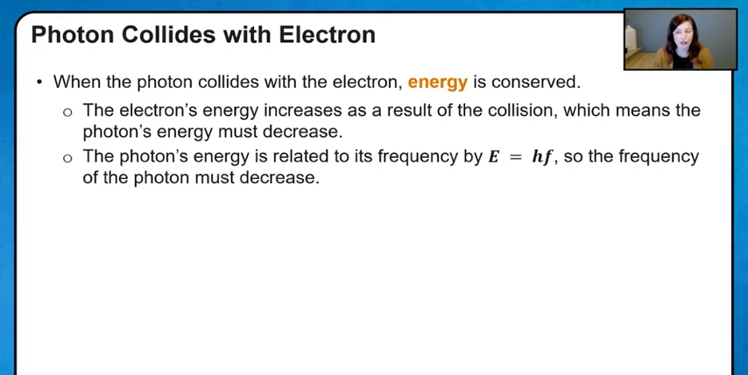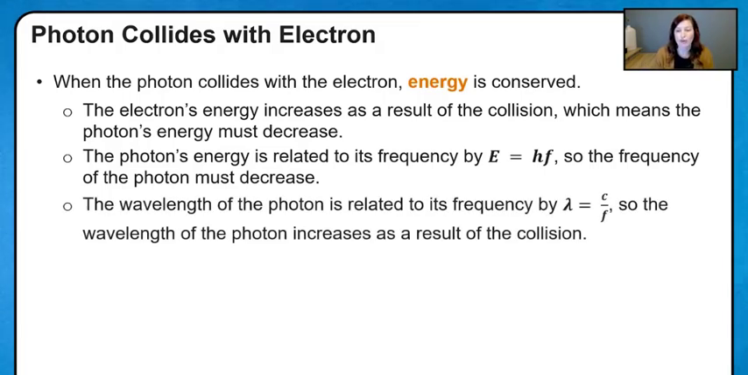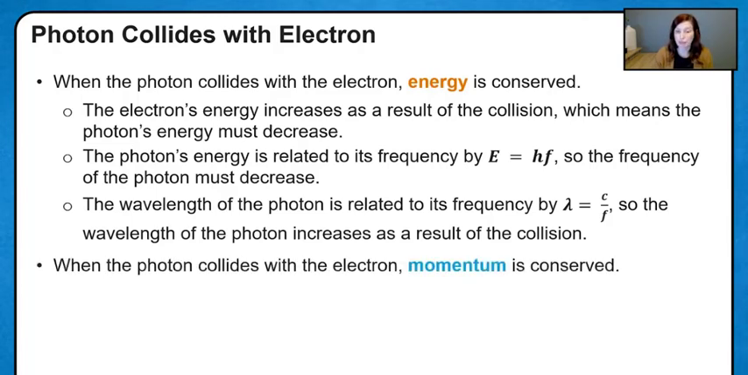Now we've answered the first part of the question, but let's take it one step further just because we're practicing and we're learning this. Since the wavelength of the photon is related to its frequency by wavelength equals speed of light in a vacuum over frequency, another thing that happens is that the wavelength of the new photon is greater after the collision.